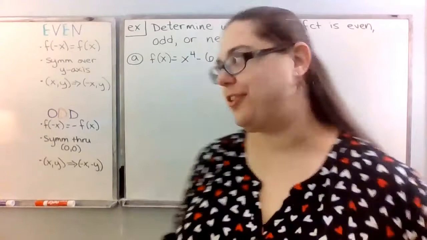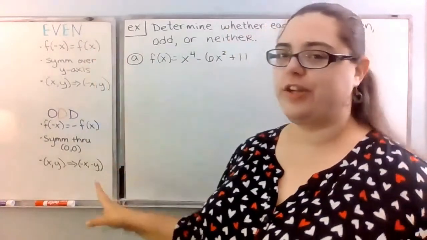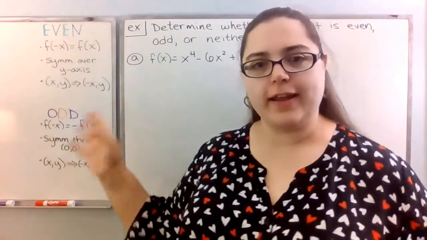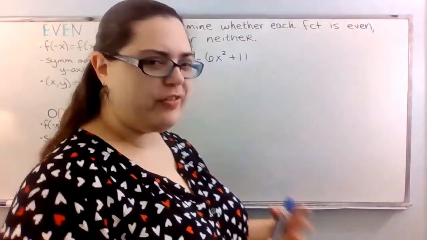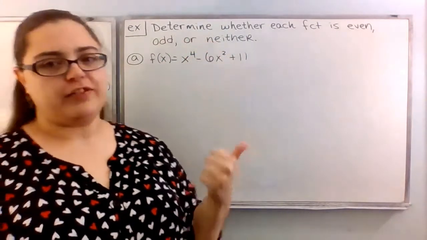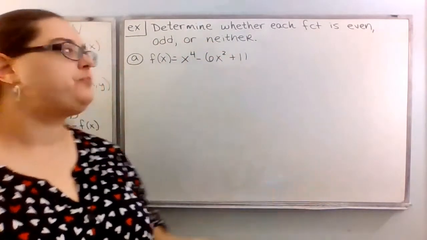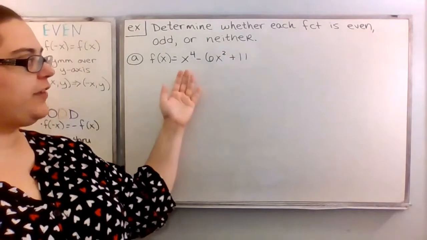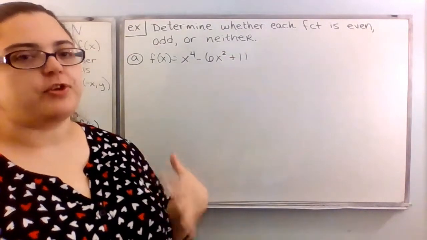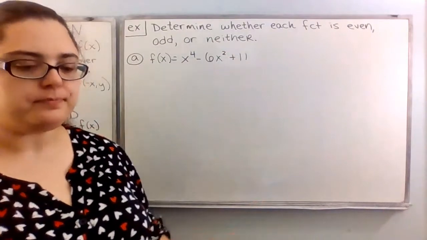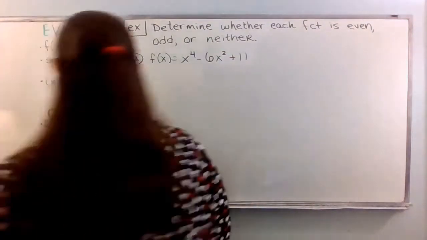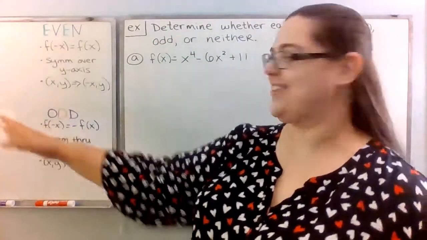All right, so I've got my little reference sheet over here on the side, just a reminder of what even and odd functions are. For this example, we're going to do a few different functions, and we're just going to determine whether they are even, odd, or neither. For our first function, we have x to the 4th minus 6x squared plus 11. So this is going to be an algebraic problem.